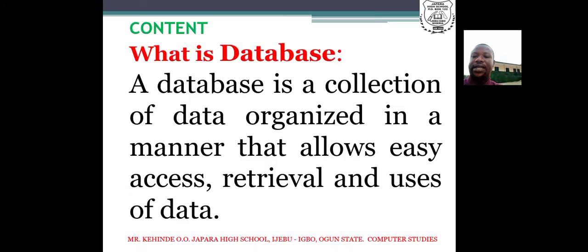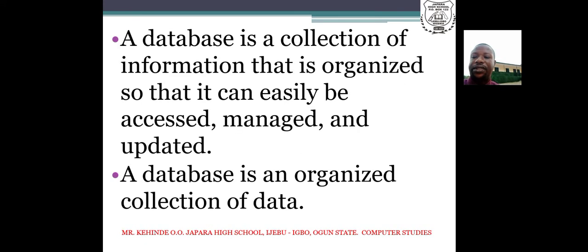So what is database? A database is a collection of data organized in a manner that allows easy access, retrieval, and uses of data. A database is a collection of information that is organized so that it can easily be accessed, managed, and updated. A database is an organized collection of data.